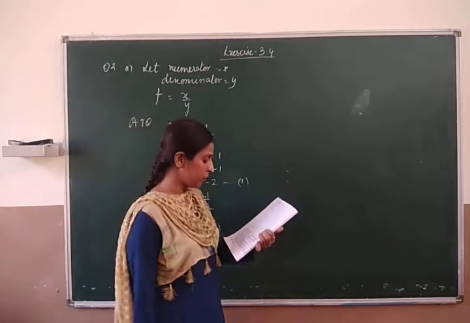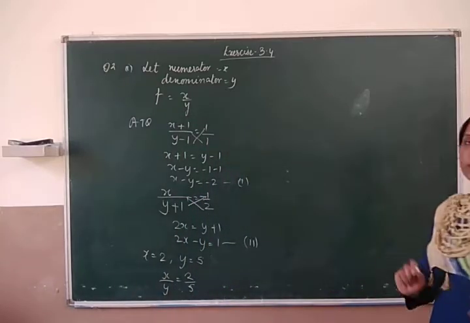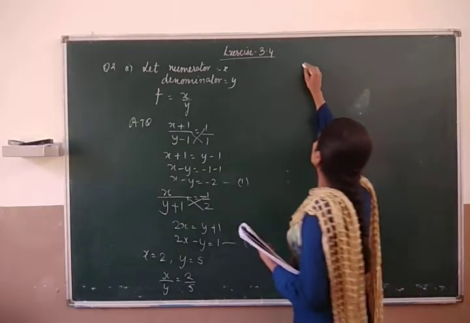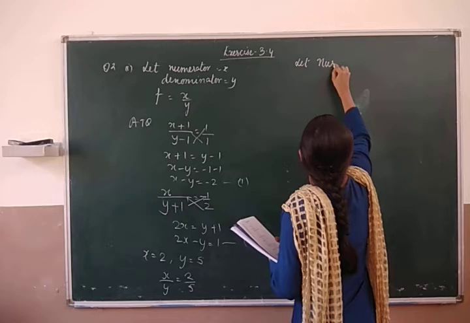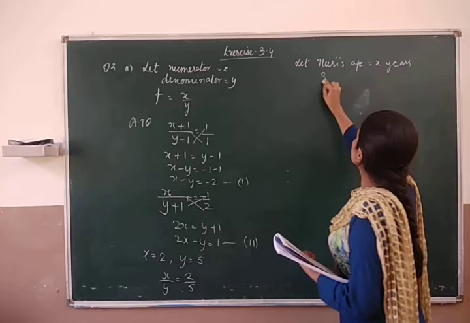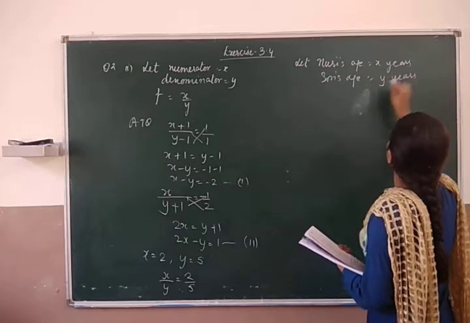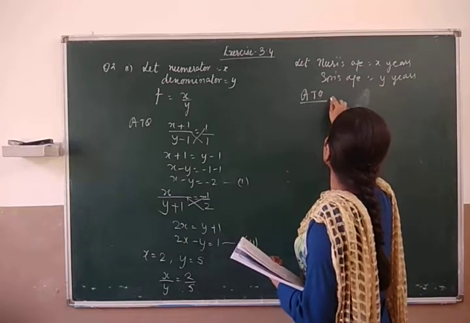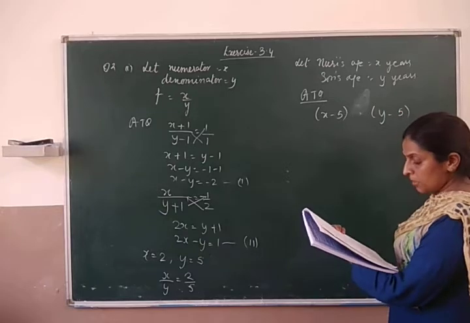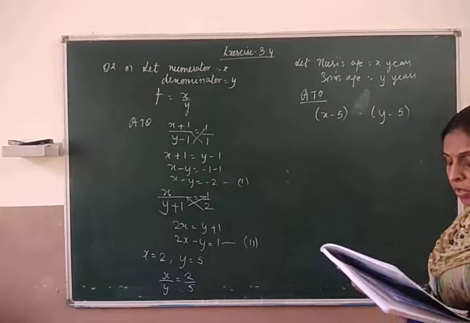5 years ago, Noori was thrice as old as Sonu. So in question we are talking about two people. One is Noori and one is Sonu, right? So you will assume that let Noori's age x years and Sonu's age is y years. According to question what we have, 5 years ago, Noori's age will be x minus 5 and the other person Sonu's age will be y minus 5.